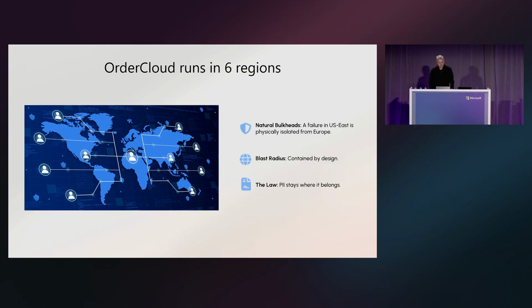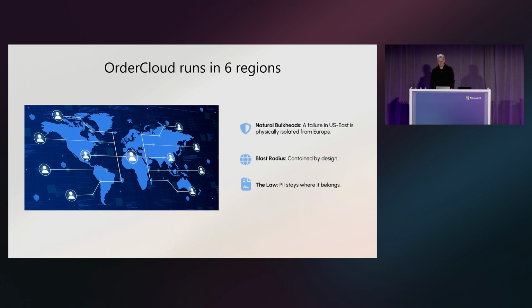The interesting part is the compliance requirement gives us a massive architectural benefit. Each region is completely independent. Think about that. If US East has a catastrophic failure, Europe keeps running. If there's a noisy neighbor problem in one region, it's contained. Those regions are natural bulkheads so that failures don't cascade across the systems.